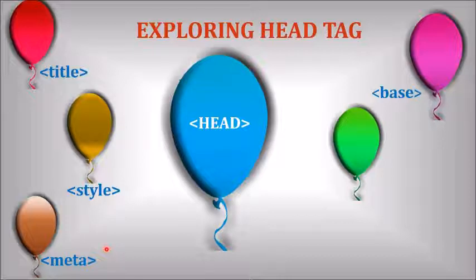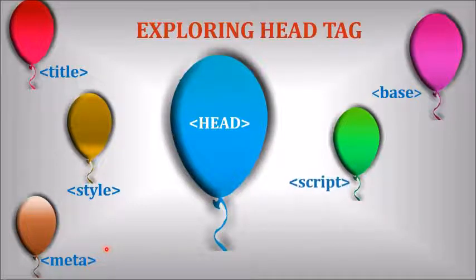Instead of that, we can provide the absolute path of that image only once inside a base tag, then we can use the relative path of the image. Hope you are clear with the terms absolute and relative path. If you are not aware of the terms absolute and relative path, I am giving a link in the description box. Kindly check it out.